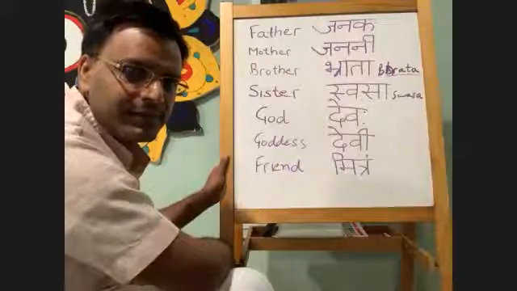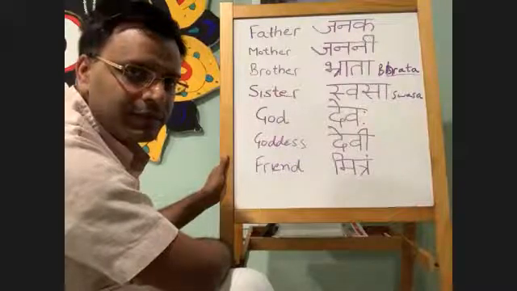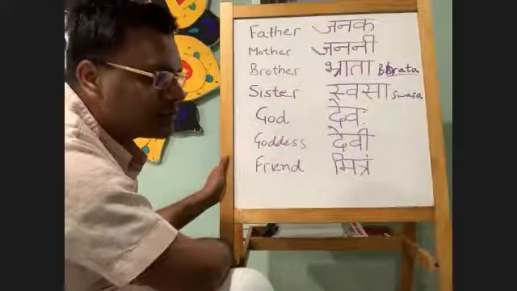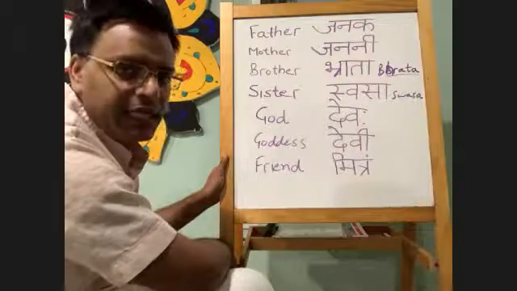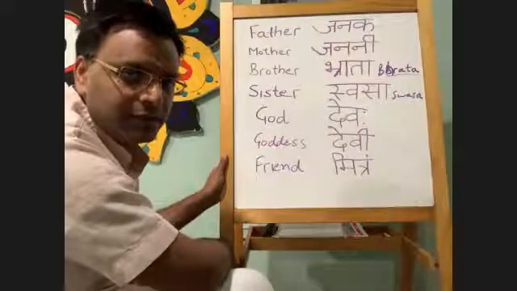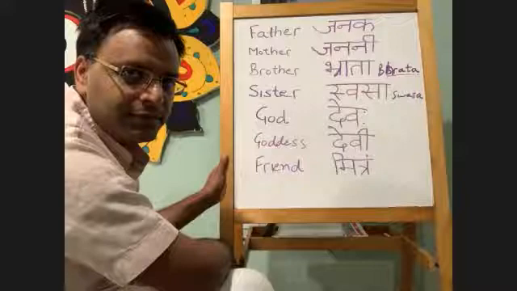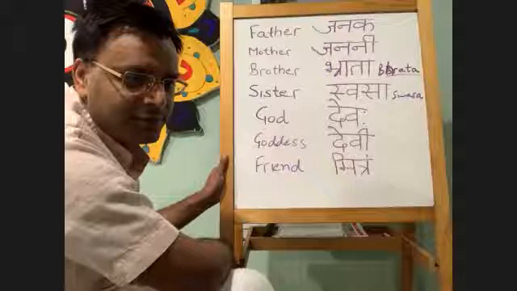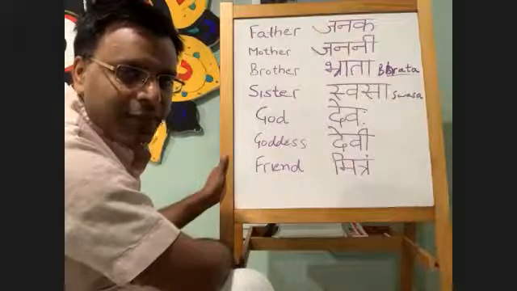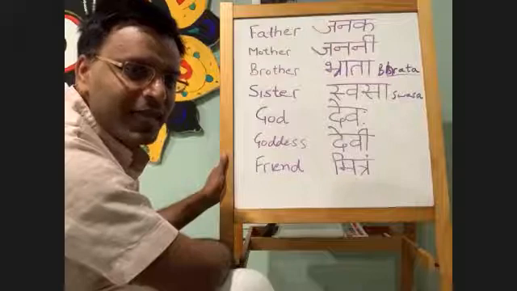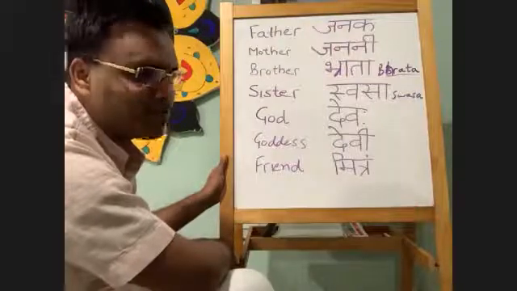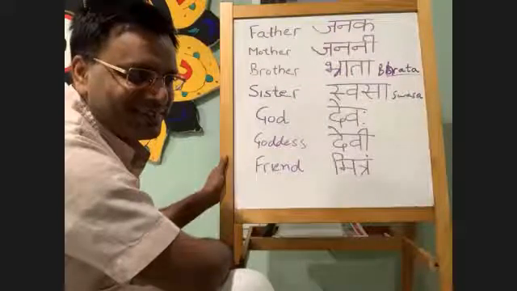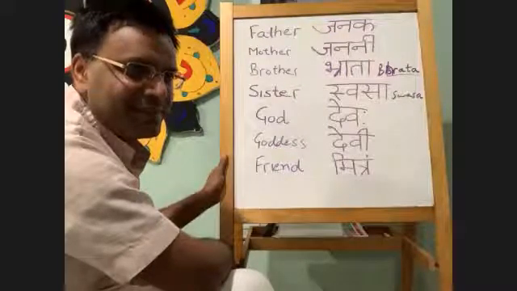Now the next question is from Sri Vidya. This will be our last question and we'll continue. What do you say for goddess? Devi. And what do you say for sister? Swasa. What do you say for brother? Bhrata. So I guess everybody is asking the same repeated questions again. Either they're not paying attention.